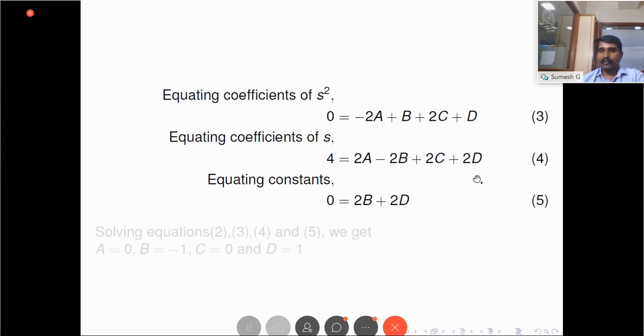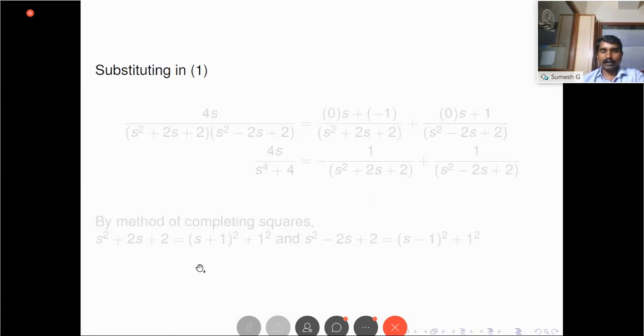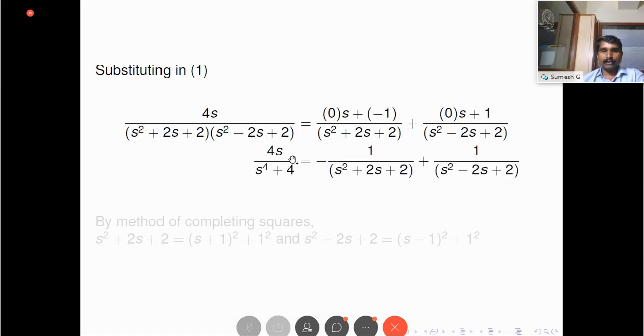We have to solve equations 2, 3, 4 and 5 to find the values of a, b, c and d. By solving the corresponding equations, we get the value of a equal to 0, b equal to minus 1, c equal to 0 and d equal to 1. We can substitute these values in equation 1. Equation 1 reduces to 4s divided by s raised to 4 plus 4 equal to 1 by (s square plus 2s plus 2) plus 1 by (s square minus 2s plus 2).